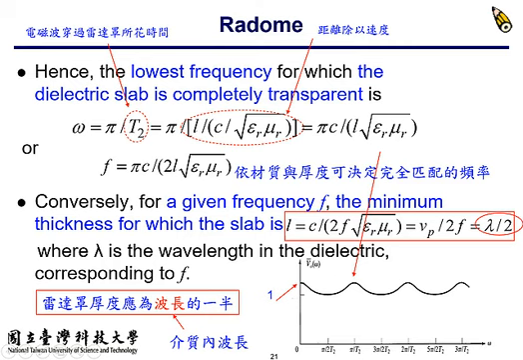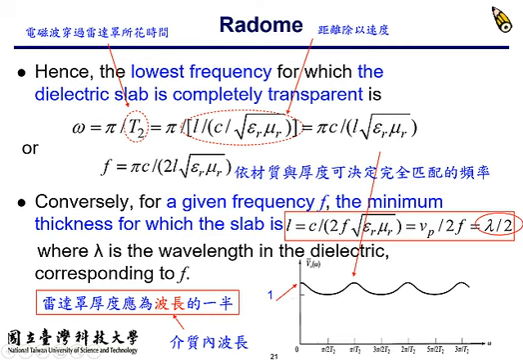And to simplify it, we can take c over the square root of epsilon r and mu r as Vp. That's the propagation velocity within the material, divided by 2 times f. And if you substitute Vp as frequency times wavelength, that is, Vp equals frequency times wavelength, then it can be simplified as lambda over 2.